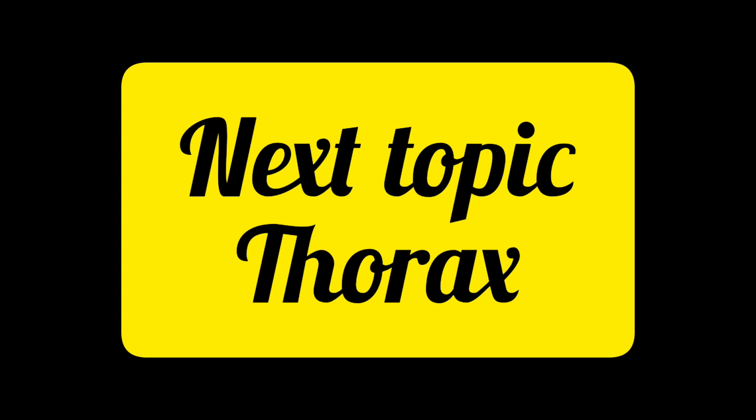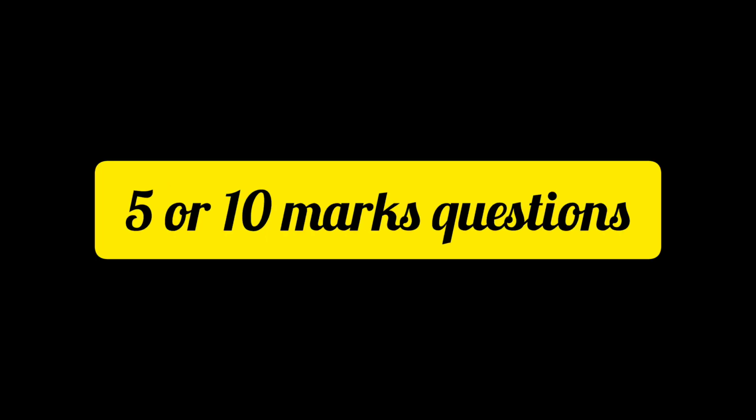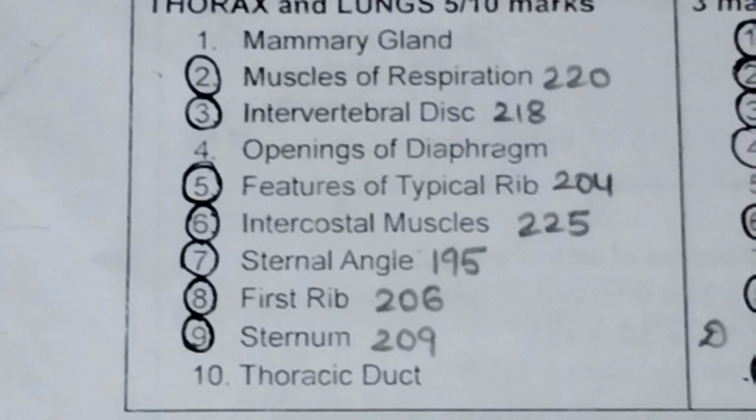The next volume is thorax. In this, the important 5 or 10 mark questions are: the first one, mammary gland. Second one, muscles of respiration. Third one, intervertebral disc. Fourth one, openings of diaphragm. Fifth one, features of typical rib. Sixth one, intercostal muscles. Seventh one, sternal angle. Eighth one, first rib. Ninth one, sternum. And the last one is thoracic duct.